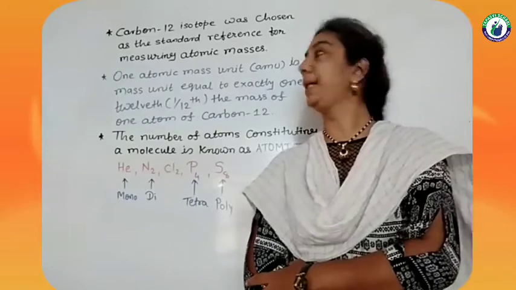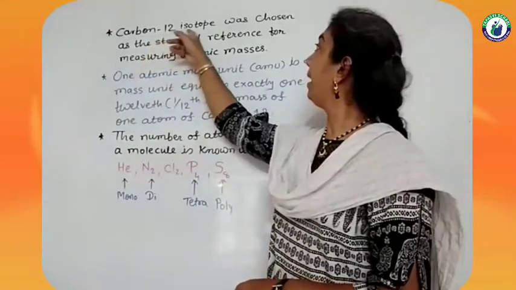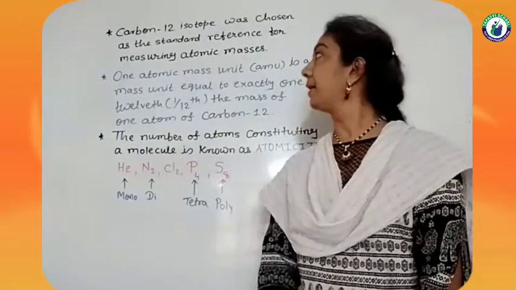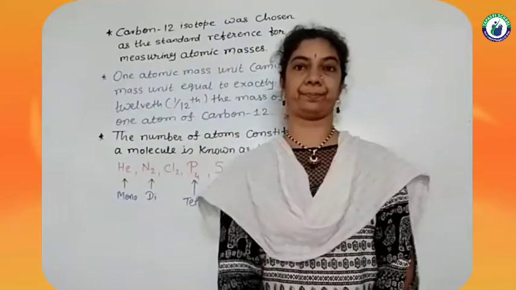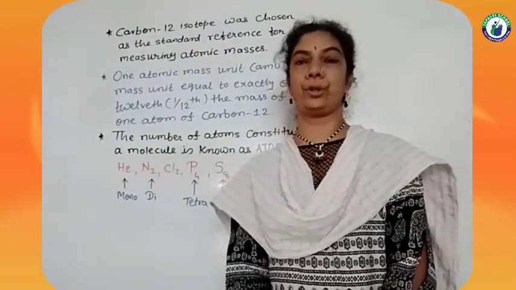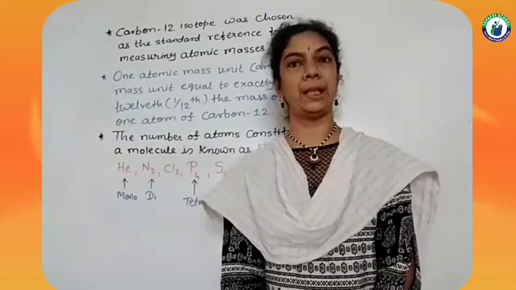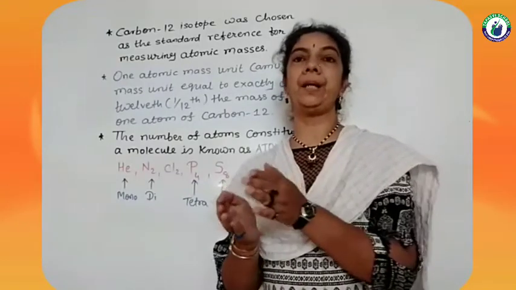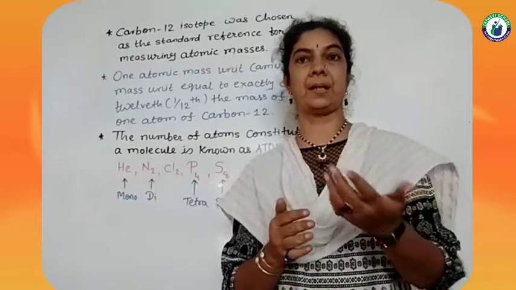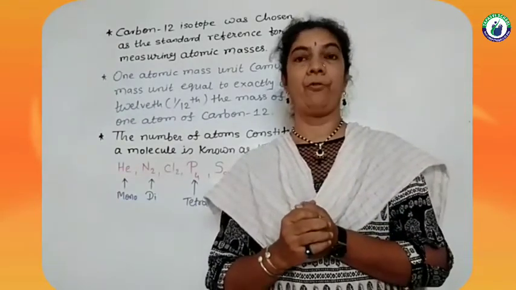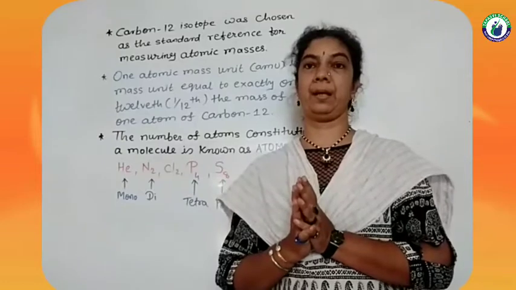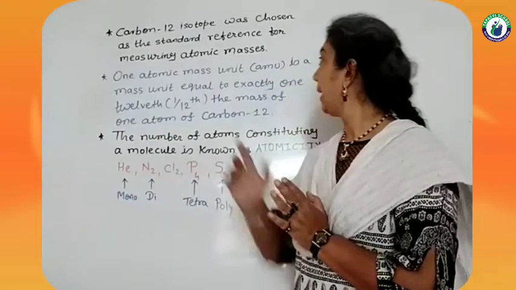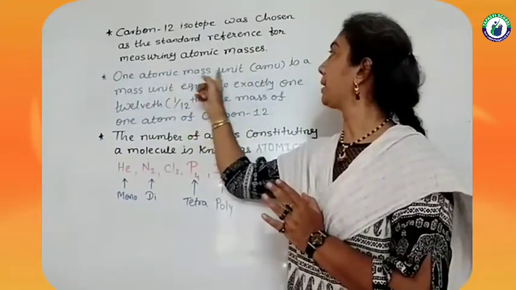Chemically, scientists have taken the carbon-12 isotope as the standard for measuring atomic mass. We are used to the units kilogram, gram, centimeter, meter. These are relative measures with some standard measurement. For atomic masses, the unit given by IUPAC is AMU, meaning atomic mass unit.